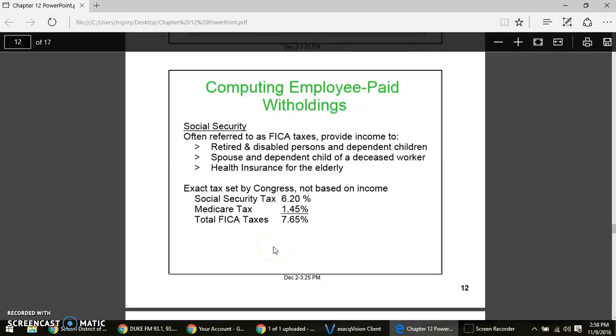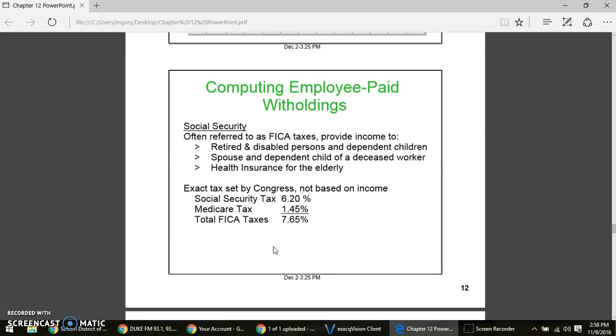Now, computing employee paid withholdings, these are other deductions that come out of your check. Everybody is responsible for paying into Social Security. Social Security is often referred to as FICA taxes. They provide income to retired and disabled persons and dependent children, spouse and dependent child of a deceased worker, and health insurance for the elderly. So it is a government-funded program that we all are required to pay into.